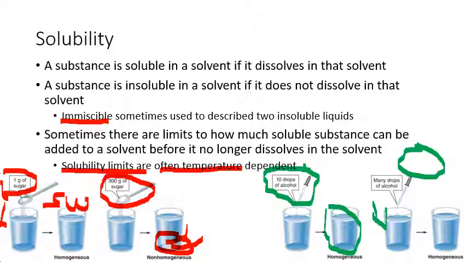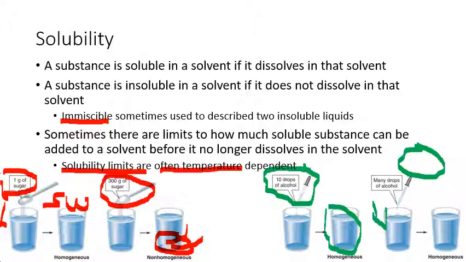Two liquids, same thing for two gases. Two gases will be soluble no matter how much you add. Generally two solids also. So if both the solvent and the solute are in the same state, so if they're both liquids or both solids or both gases, then you can add as much of the solute as you would like. You'll never overcome the solvent.